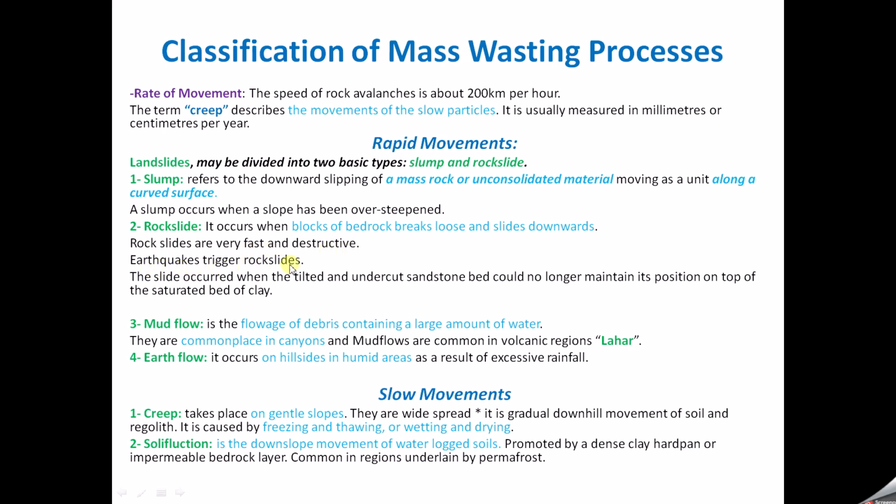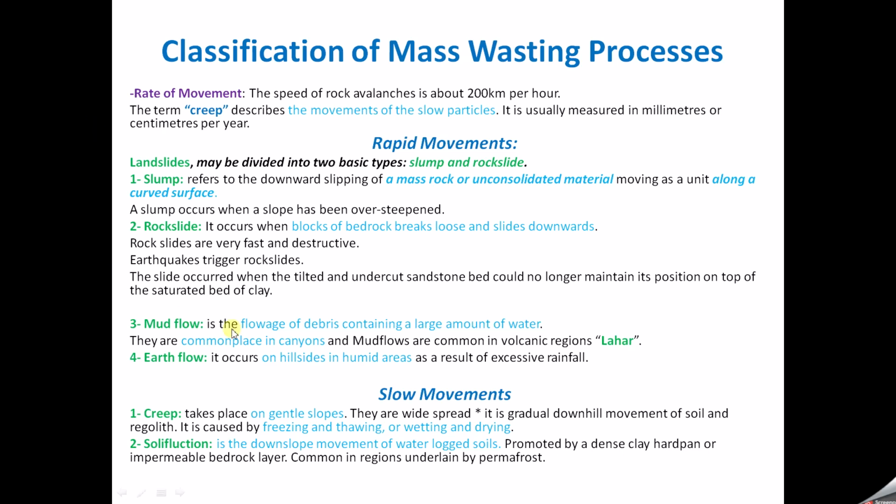Earthquakes trigger rock slides. The slide occurs when the tilted and undercut sandstone bed can no longer maintain its position on top of the saturated bed of clay. So when we have two beds, sandstone above clay or shale, and the clay or shale is very saturated and undercut, the sandstone will start sliding.